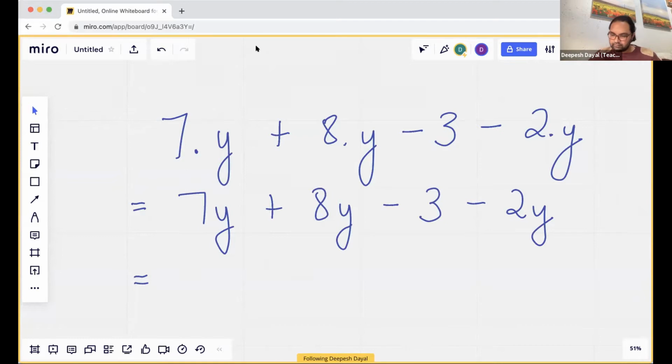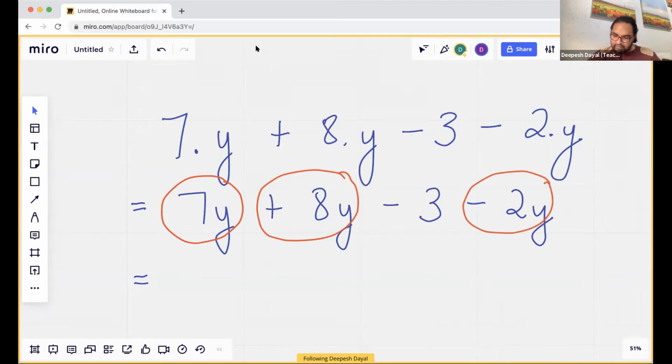We're going to group the like terms together. So we've got 7y plus 8y minus 2y. So it's 7 plus 8, which is 15. So it's 15y minus 2y. What is 15y minus 2y? 13y. So we've got 13y minus 3. Does everybody agree with that?